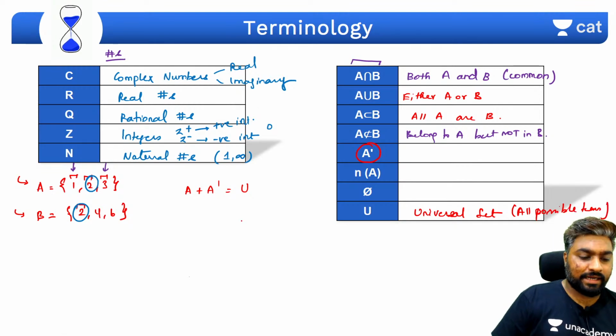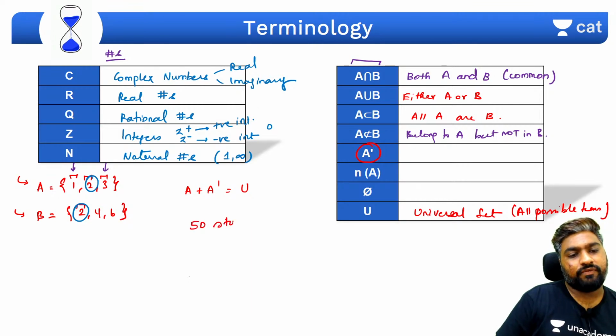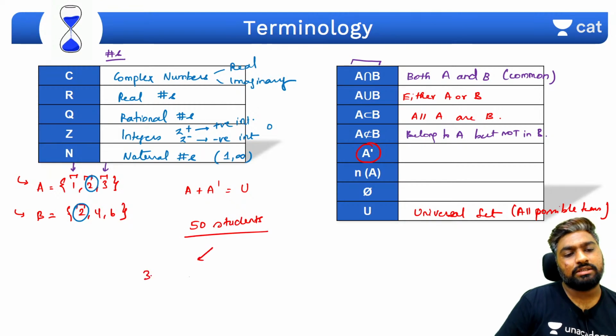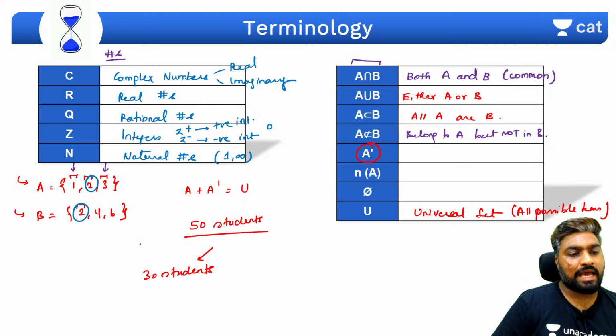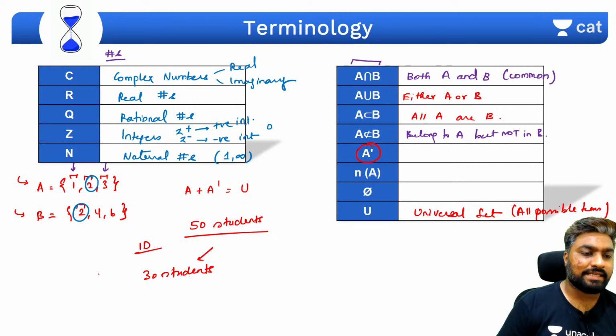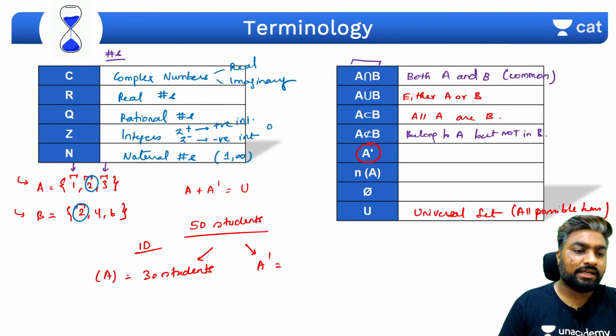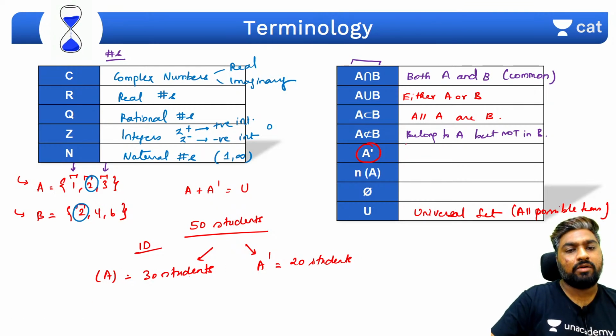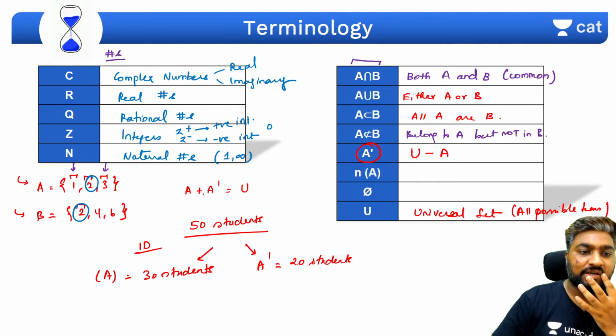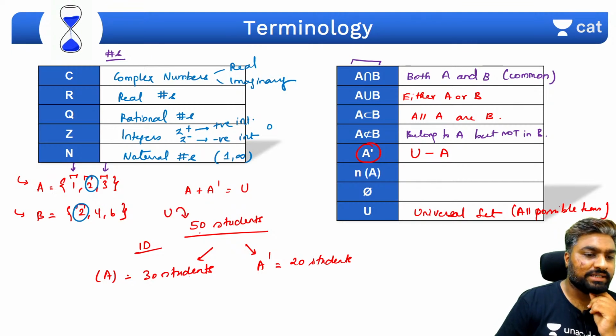Are you getting this? So if I say that out of 50 total students, 30 students have an ID card, this is set A. Can you tell me the number of terms in A dash? If 30 students belong to set A who have an ID card, then the remaining 20 are the students who do not have an ID card, that do not belong in set A. To find A dash, you subtract the number of terms in A from the universal set. Here the universal set is 50 students, set A is 30 students, so set A dash will be the remaining 20 students.